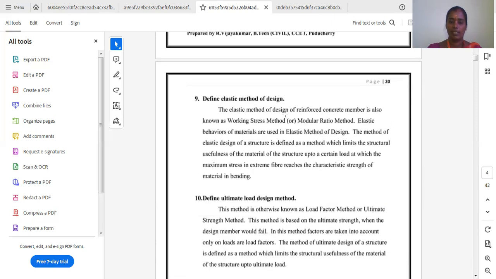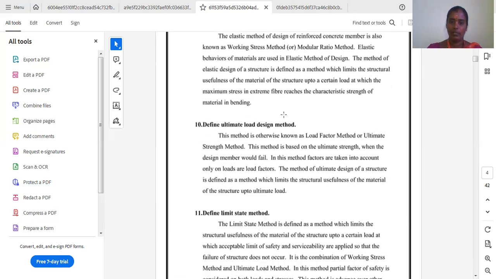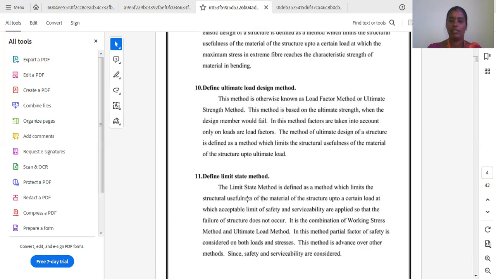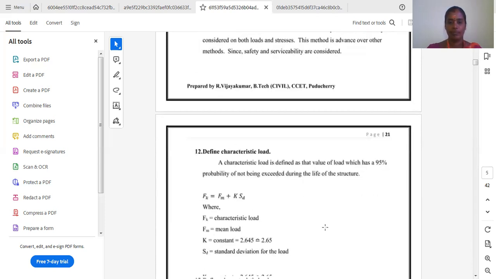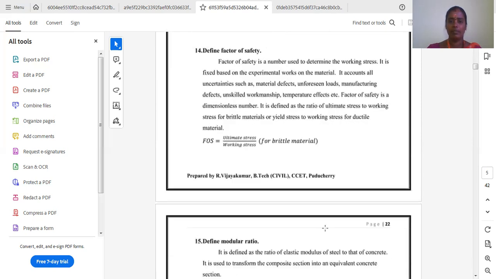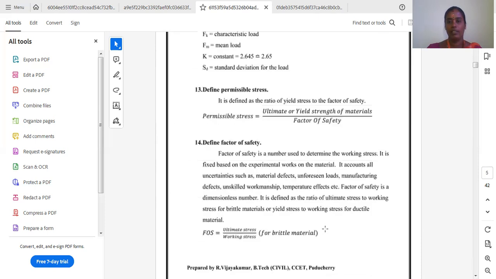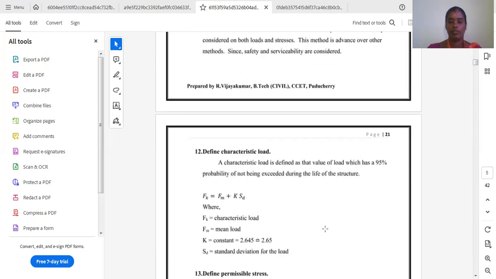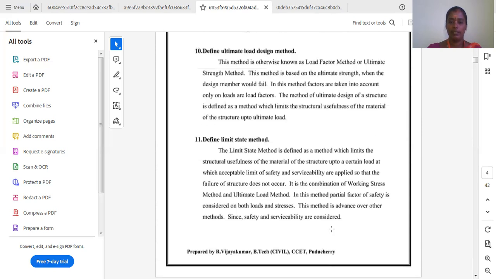So first method is working stress method. Second one is ultimate load design method. And the third one is limit state method. So what is the disadvantage in both methods? These methods are not economical. Then it is tedious to design, and it considers only the stress at the load point. But if you take the limit state method, it considers the load at both the ends. Okay. So for this subject, we will use the code book, IS 456:2000, Indian Standard 2000.